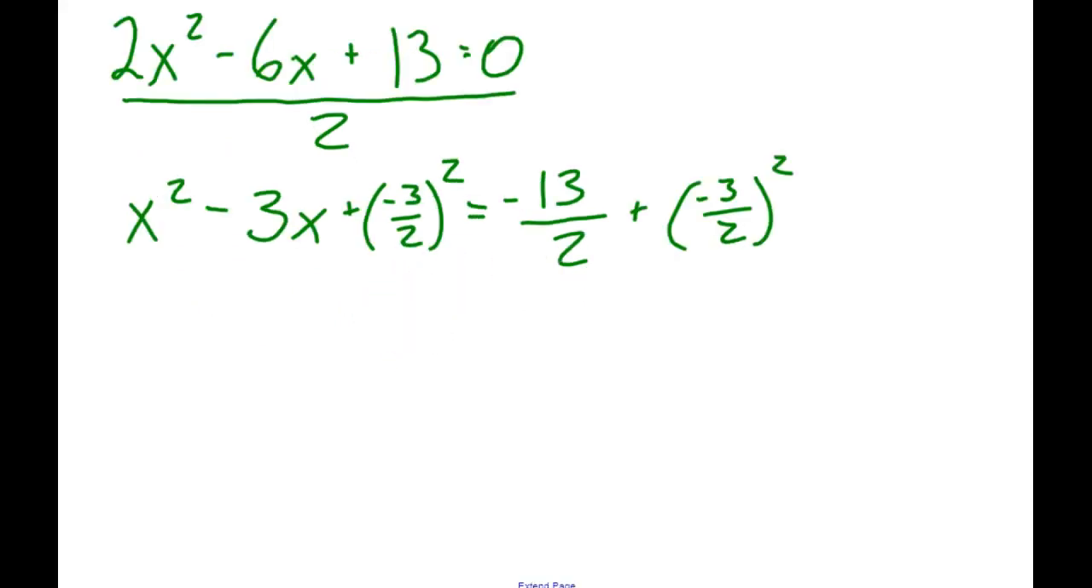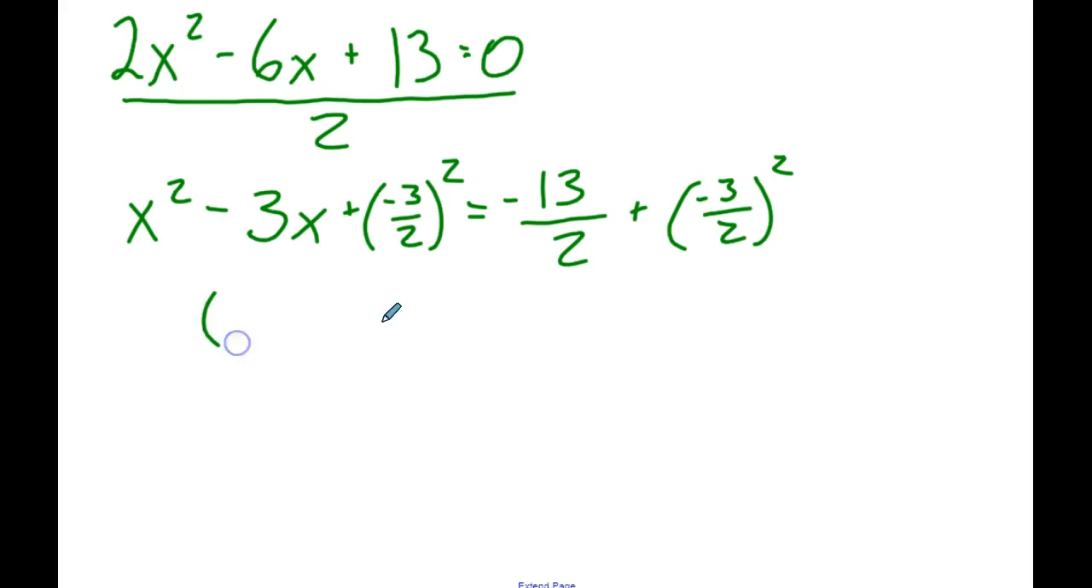The reason we add b over 2 quantity squared is because on the left side of our equation, if we add that value, it's going to create a perfect square trinomial, meaning it's going to create something that we can factor into a binomial multiplied by itself.